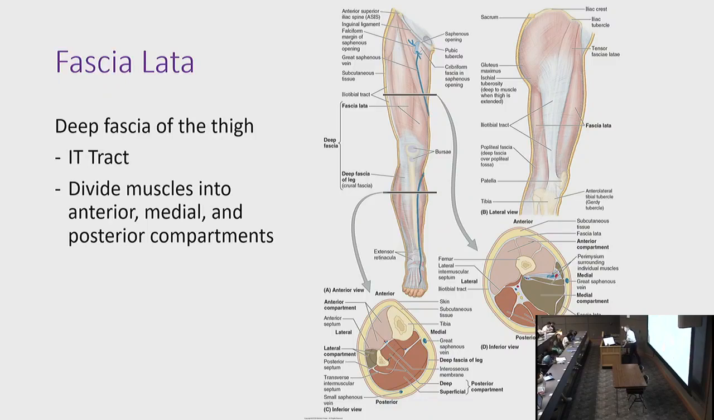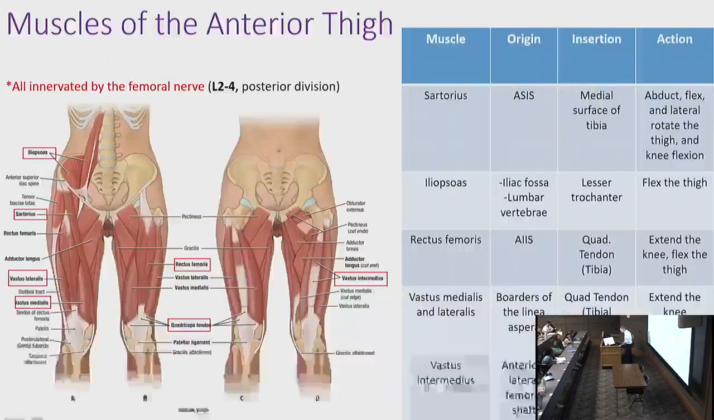Right? So be aware that you might get cross sections for the thigh and leg, because there are different compartments there. And then what that means is you need to know the nerves and arteries that are associated, as well as the muscles, so that if we just put an arrow to something, you can say, oh yes, that's the anterior compartment, thus it must be the femoral artery, for instance.